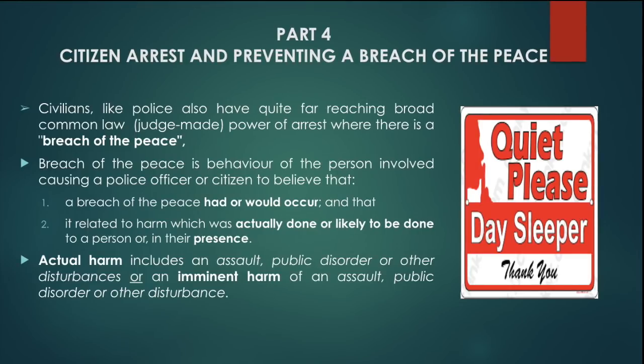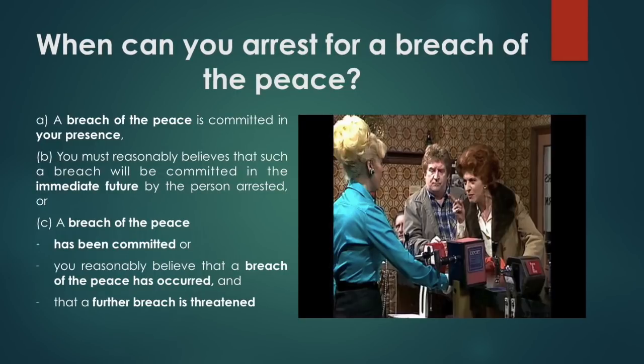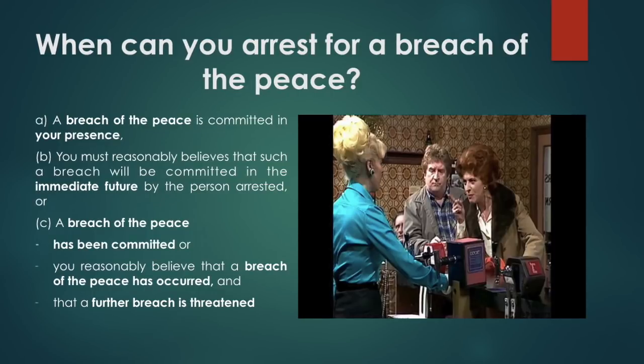Actual harm includes an assault, public disorder or other disturbances, or an imminent harm of an assault, public disorder or other disturbances. So a citizen's arrest can be carried out if A. A breach of the peace is committed in their presence, B. The person effecting the arrest reasonably believes that such a breach will be committed in the immediate future by the person arrested, or C. A breach of the peace has been committed, or the person effecting the arrest reasonably believes that a breach of the peace has occurred and that a further breach is threatened.